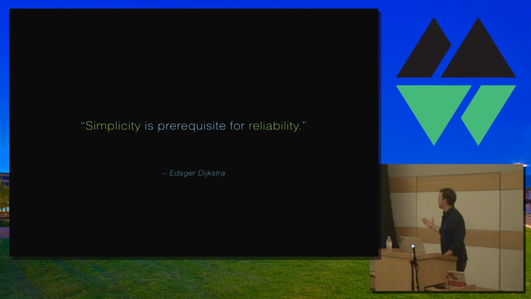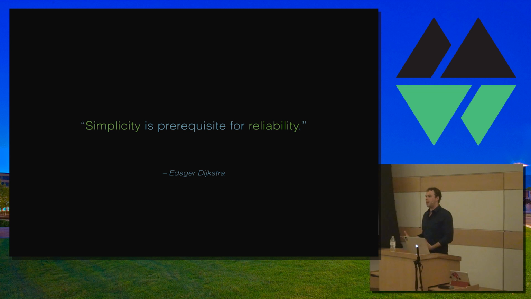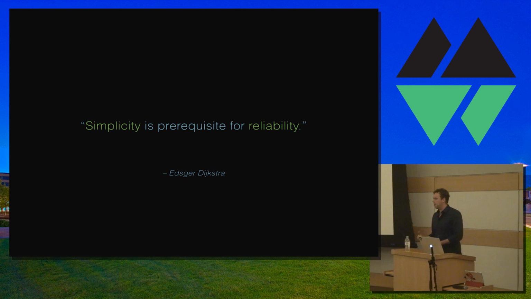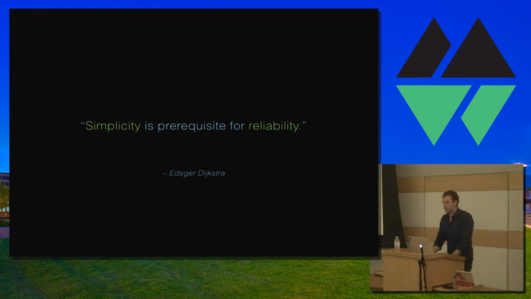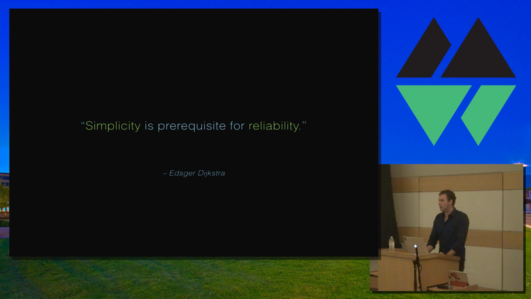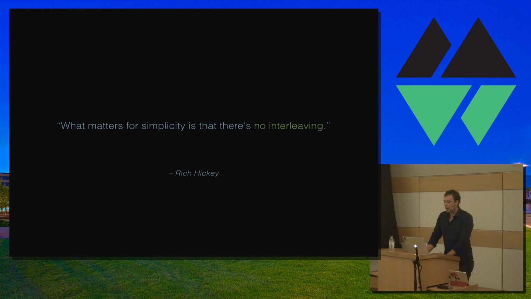Dijkstra, man, he just has so many great quotes. Simplicity is prerequisite for reliability. So if we want to make a reliable user interface, we need to focus on simplicity. Now, simplicity is one of these loaded terms that everybody throws around, and it feels very subjective. What's simple to me maybe doesn't seem simple to you, or vice versa. But there's actually an objective way to look at it. And it's the definition of simplicity I'm going to be using throughout the rest of the talk, which is marked by the lack of interleaving.